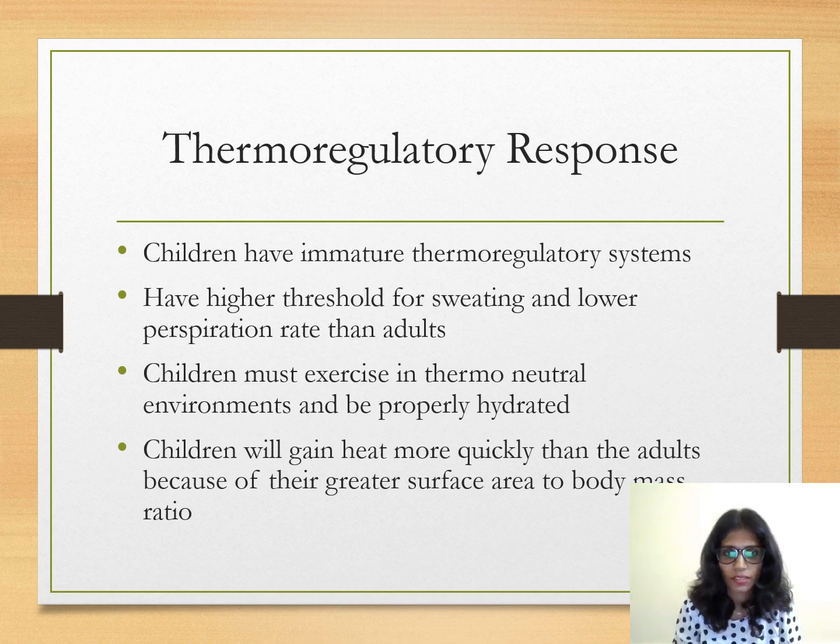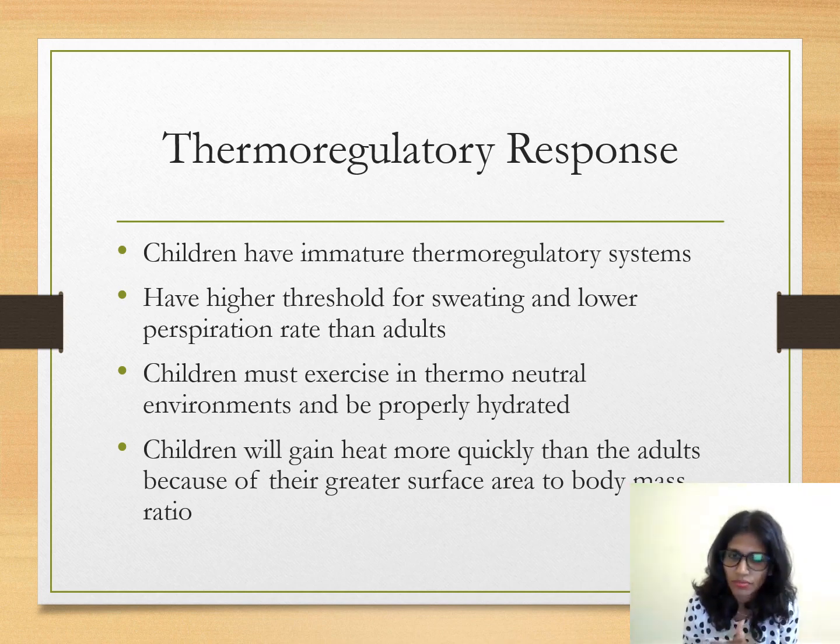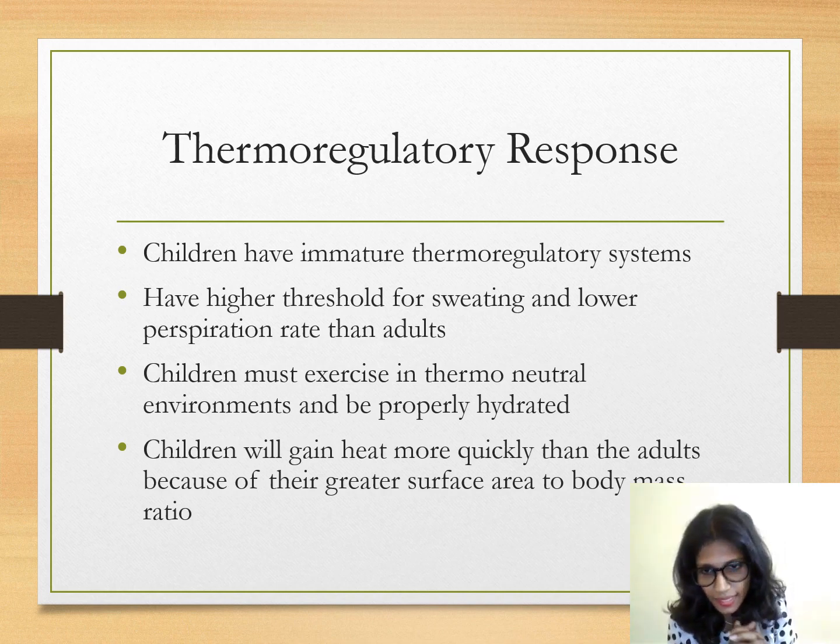And thermoregulatory response. Thermoregulation is a process that allows your body to maintain its core internal temperature. Children have immature thermoregulatory systems. Not only the thermoregulatory system, all the systems are not fully grown, so they have immature cardiorespiratory and thermoregulatory systems. They have a higher threshold for sweating and a lower perspiration rate than adults.